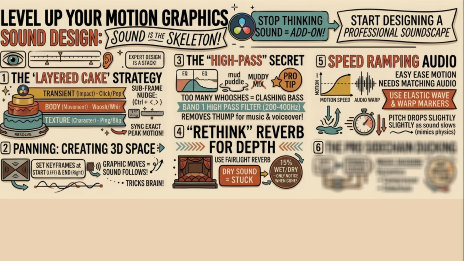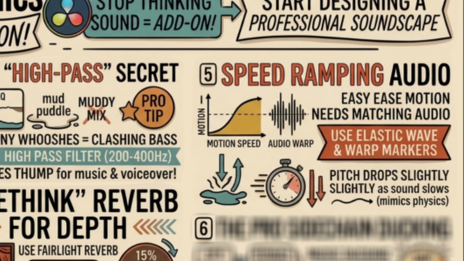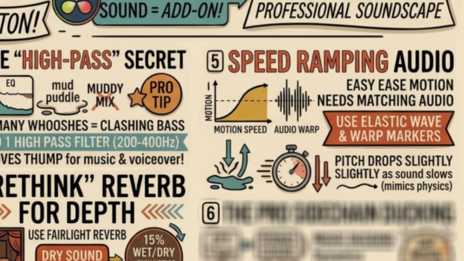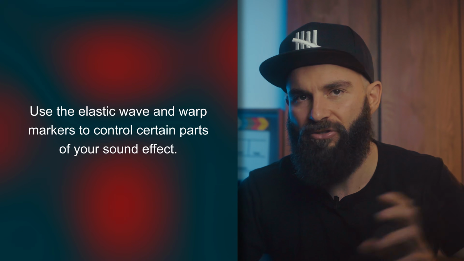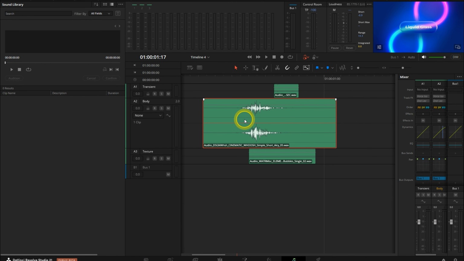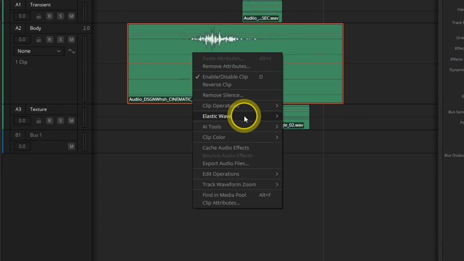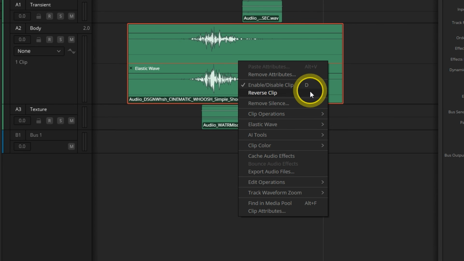Number 5 is speed ramping the audio. The same way that you're speed ramping your motion graphic, or if you're using easy ease motion, your audio needs to match that. This is very easy and it's something that not a lot of people talk about. You can use the elastic wave and warp markers to control certain parts of your sound effect. In the Fairlight page, right click on your sound effect, go to elastic wave and select vary speed. Also make sure that the elastic view is selected.